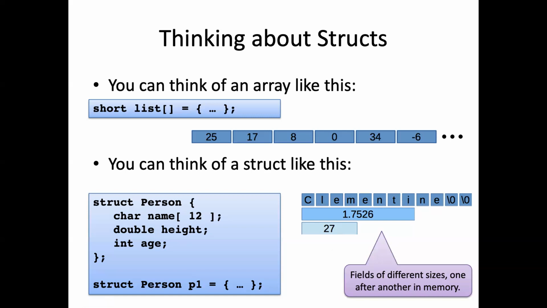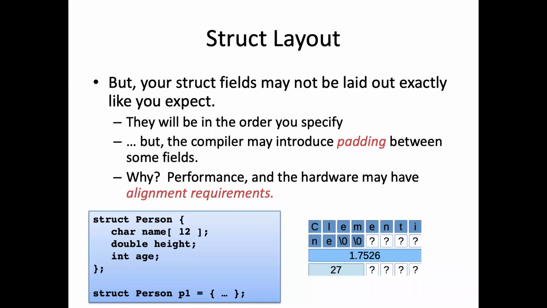It's just they may not all be the same size. For an array, all the elements are the same size, but the struct has fields that could all be different sizes. So that's sort of the quick explanation of how a struct is stored in memory. There's one detail I want to introduce in this next slide, and that is the compiler may build gaps into your struct. This is called padding.